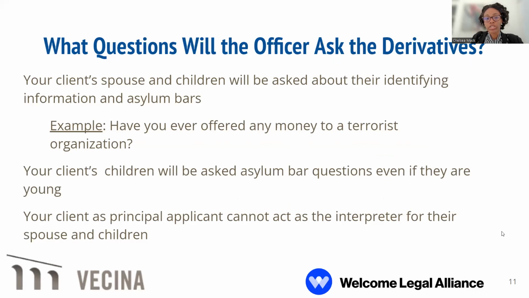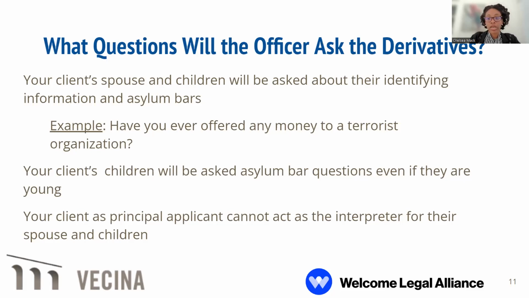So there also will be questions asked of the derivatives. If your client is bringing a spouse or a child, we did say it's important that they show up to the interview. Now, please know that they will not be in the room with the asylum officer and the principal applicant during the majority of the interview. What will happen is either at the beginning or at the end of the interview, the officer will bring in the spouse and the children, and they will ask them just a limited amount of questions.